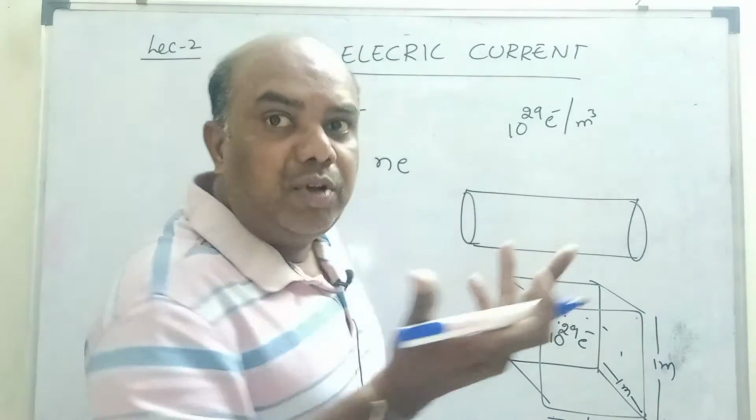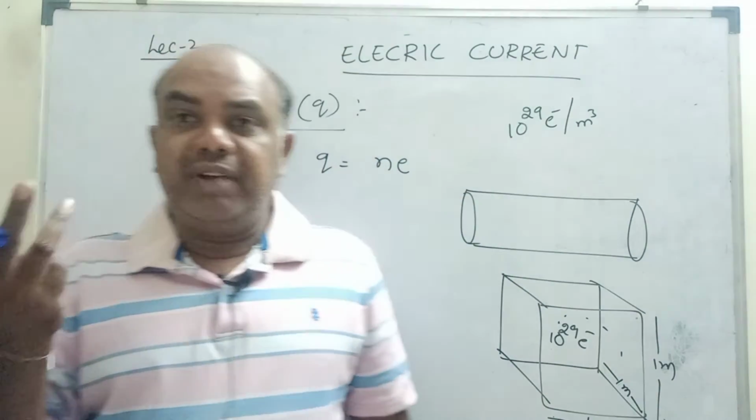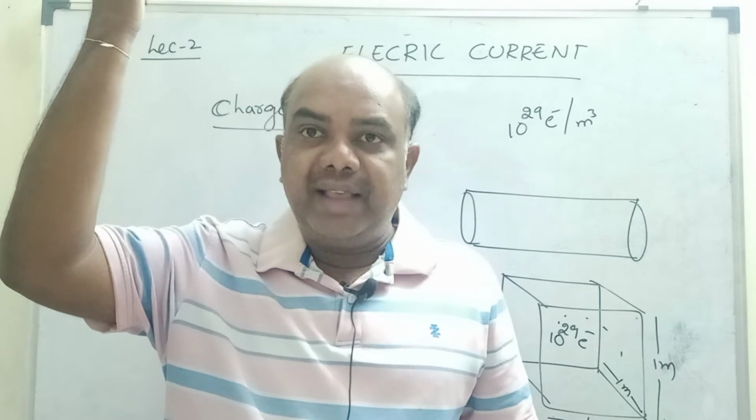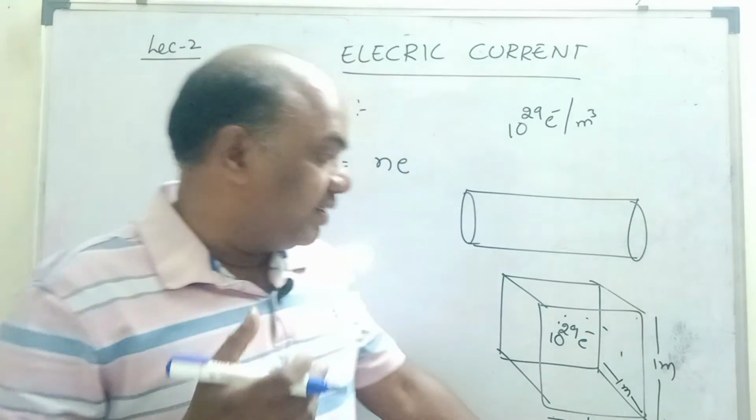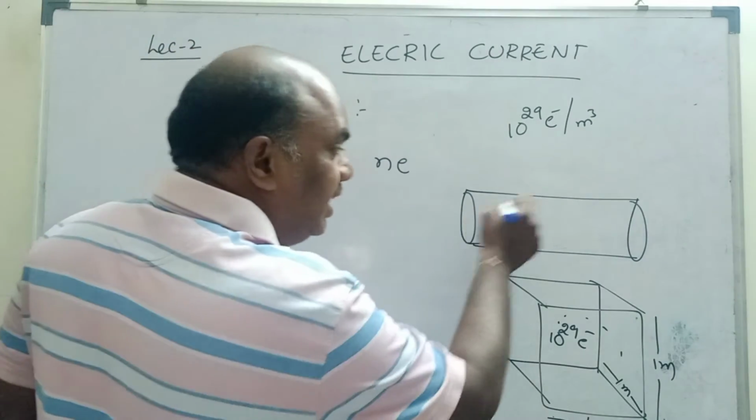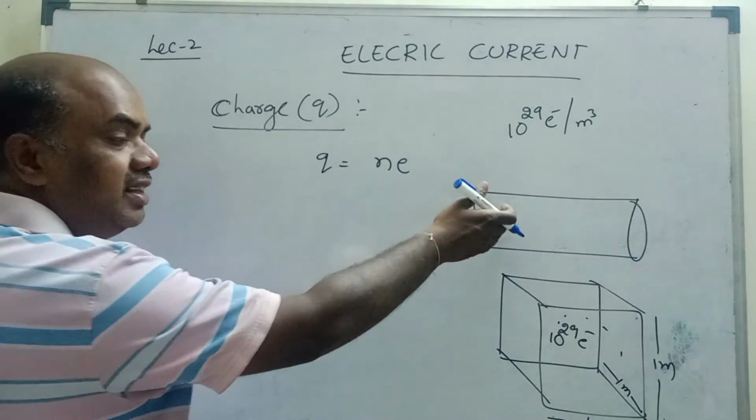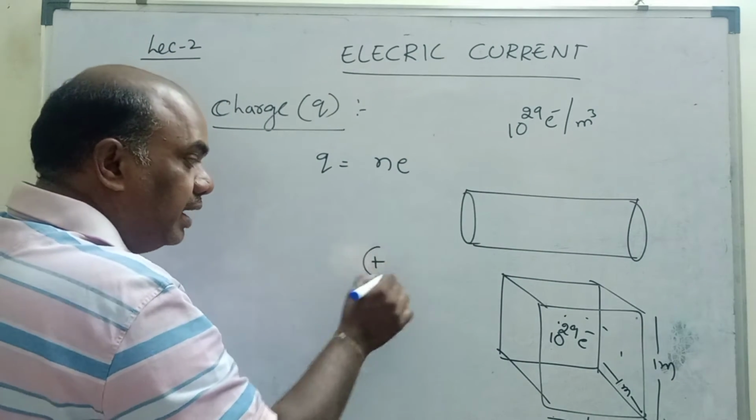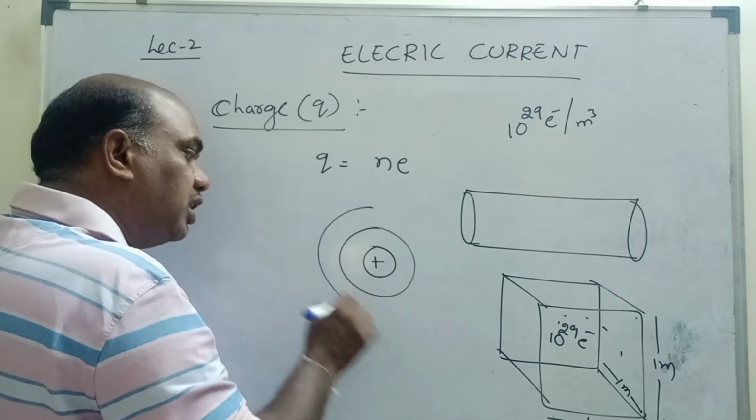Very high. 10 power 5 means 1 lakh, 10 power 7 means 1 crore. 10 power 29 means, imagine how many trillions of electrons are present in each cubic meter. So this conductor consists of millions of free electrons. Where do these free electrons come from? They come from the outer shell electrons.